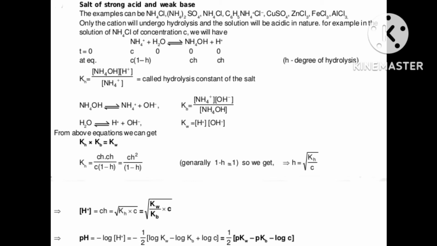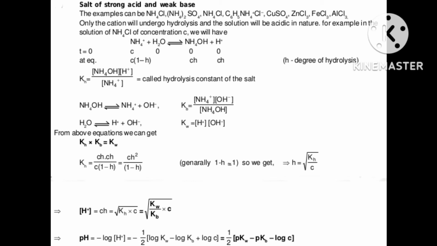Because 0.05 alpha square is equal to 1.77 into 10 to the power minus 6, then alpha square is equal to 1.77 into 10 to the power minus 6 divided by 0.05. This is the alpha square. Then alpha is equal to under root, and you will get the alpha value. After solving it, the alpha value will come 9.4 into 10 to the power minus 4 M. Alpha value means OH concentration. Now you are knowing the OH concentration, 9.4 into 10 to the power minus 4 M.